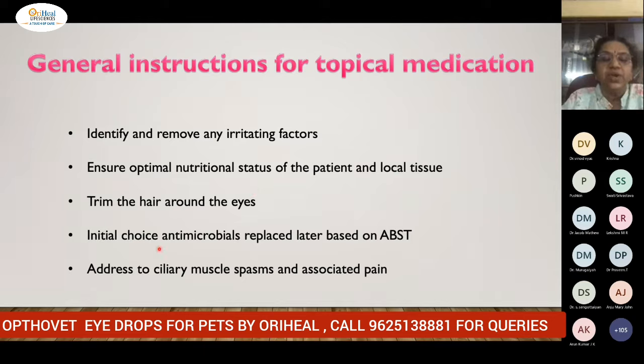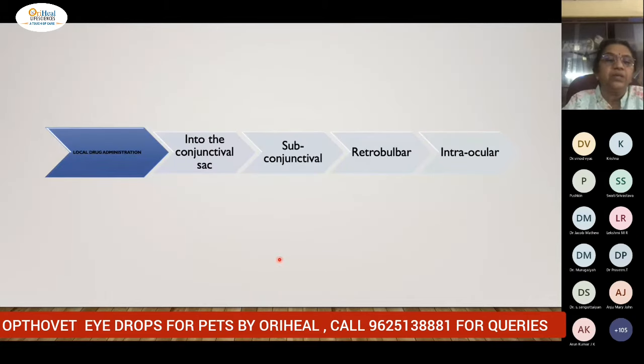Then your initial choice of antimicrobials can be replaced later with the ABST. Then address ciliary muscle spasms also, because there will be pain. So these are some certain basic things you should keep in your mind.